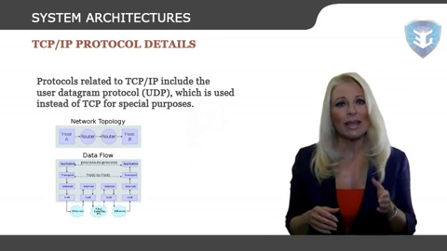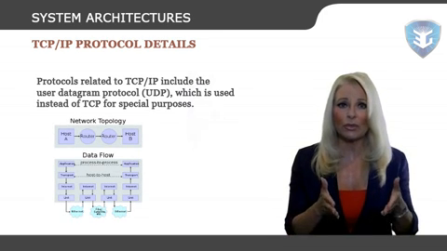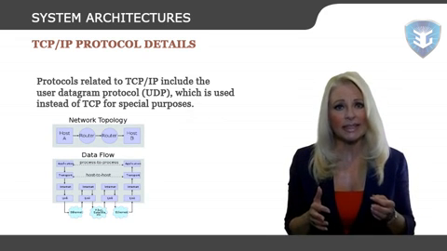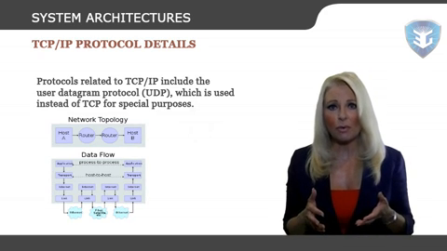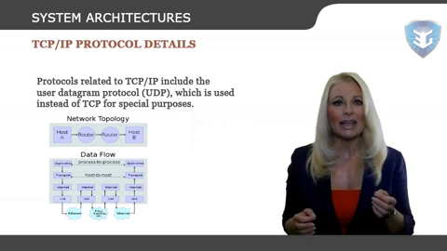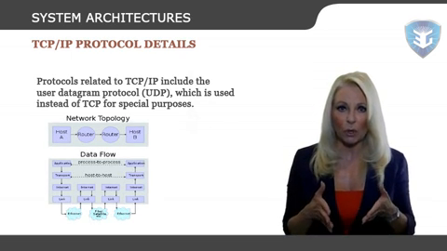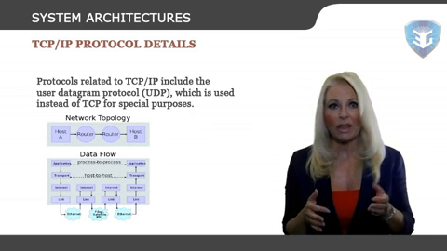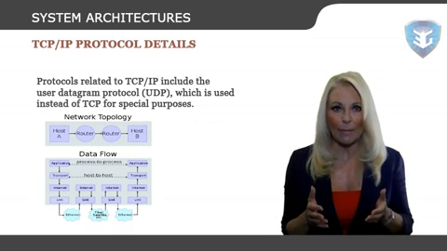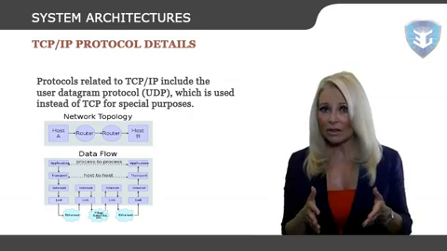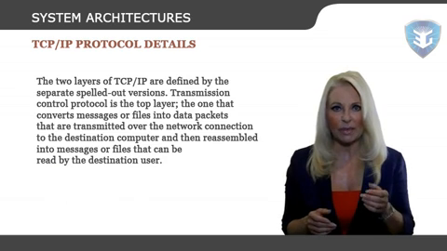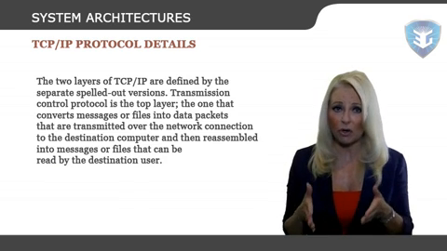Protocols related to TCP/IP include the User Datagram Protocol, UDP, which is used instead of TCP for special purposes. Other protocols are used by network host computers for exchanging router information. These include the Internet Control Message Protocol, ICMP, the Interior Gateway Protocol, IGP, the Exterior Gateway Protocol, EGP, and the Border Gateway Protocol, BGP. The two layers of TCP/IP are defined by the separate spelled-out versions.